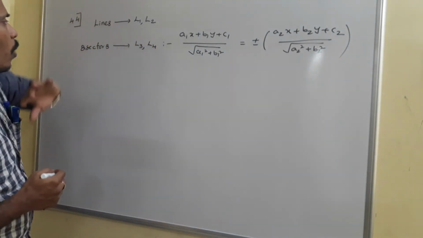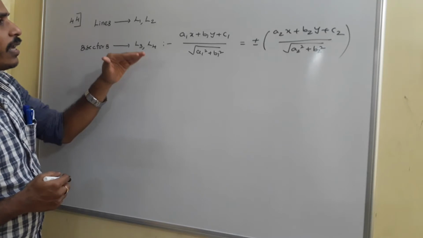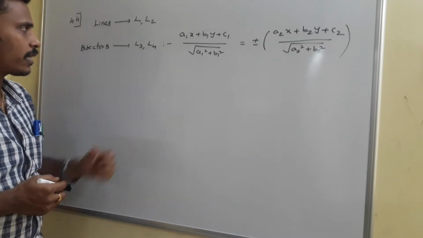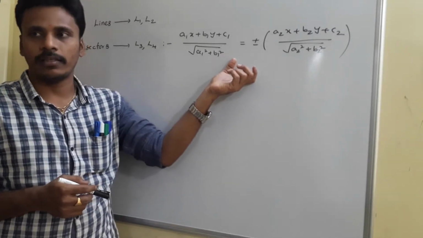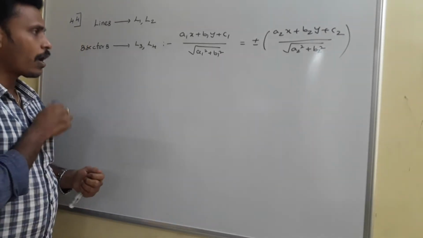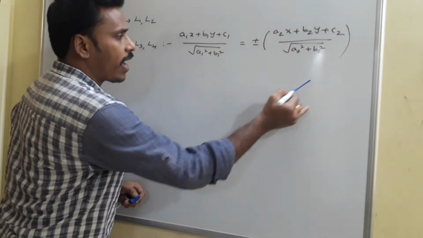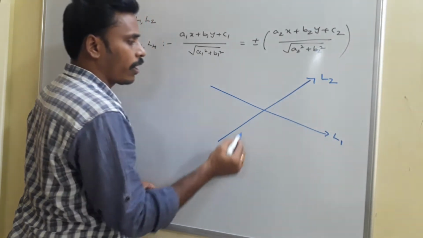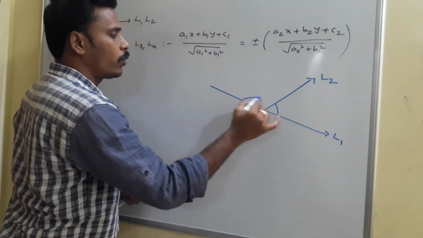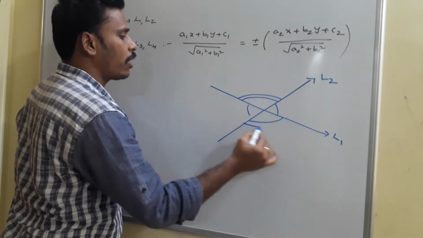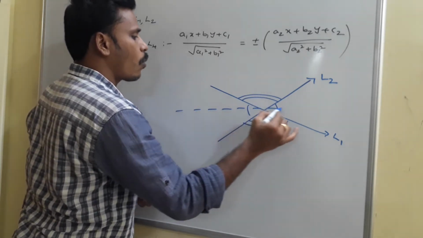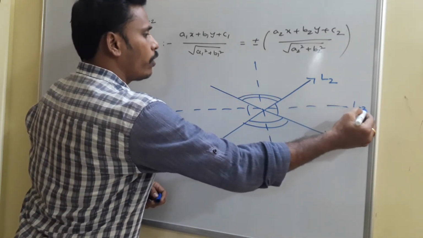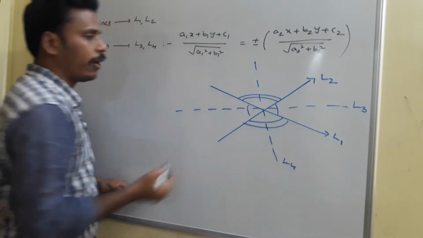See, if the lines are L1 and L2 and its bisectors are L3, L4. In the last class we discussed the way of finding bisectors. Coming to the diagram, if I have two lines like this, L1 is one line, L2 is another. Here a pair of angles are equal and here another pair of angles are also equal. So we can draw one bisector and another bisector like this, and we call these bisectors L3 and L4.